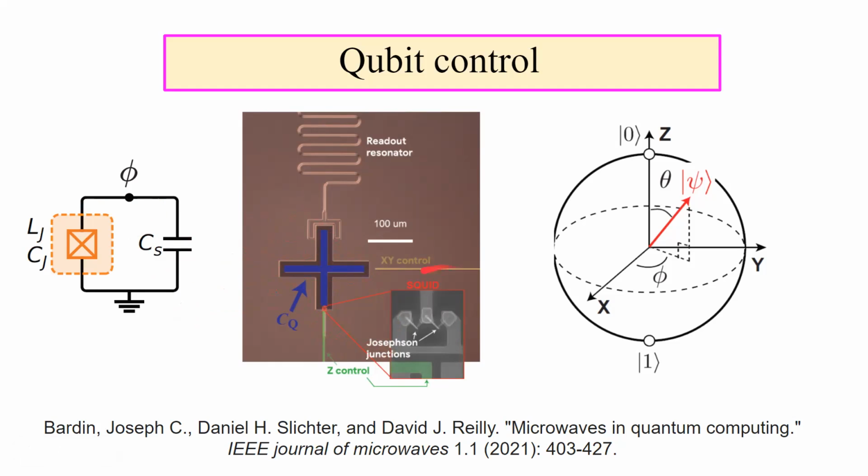And what we have are control lines, feed lines called the XY control line or Z control line, and we have a readout resonator. We'll be discussing the function of each of these. So this is the qubit, this non-linear LC, including the Josephson junction. Now we want to be able to manipulate it, right? We want to drive it by some external pulse.